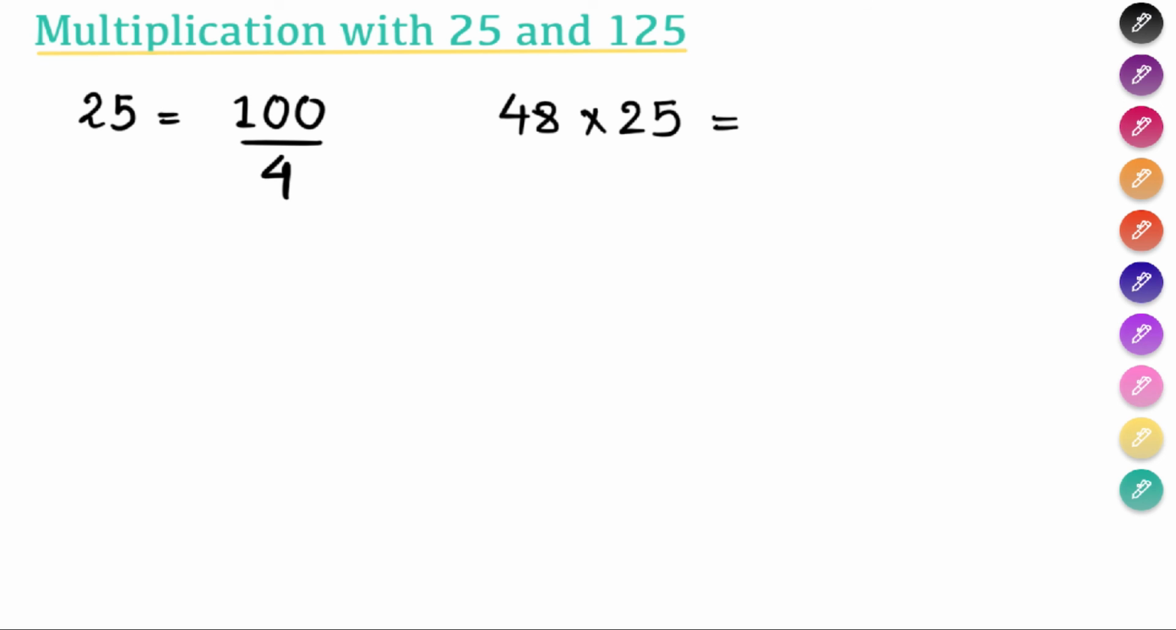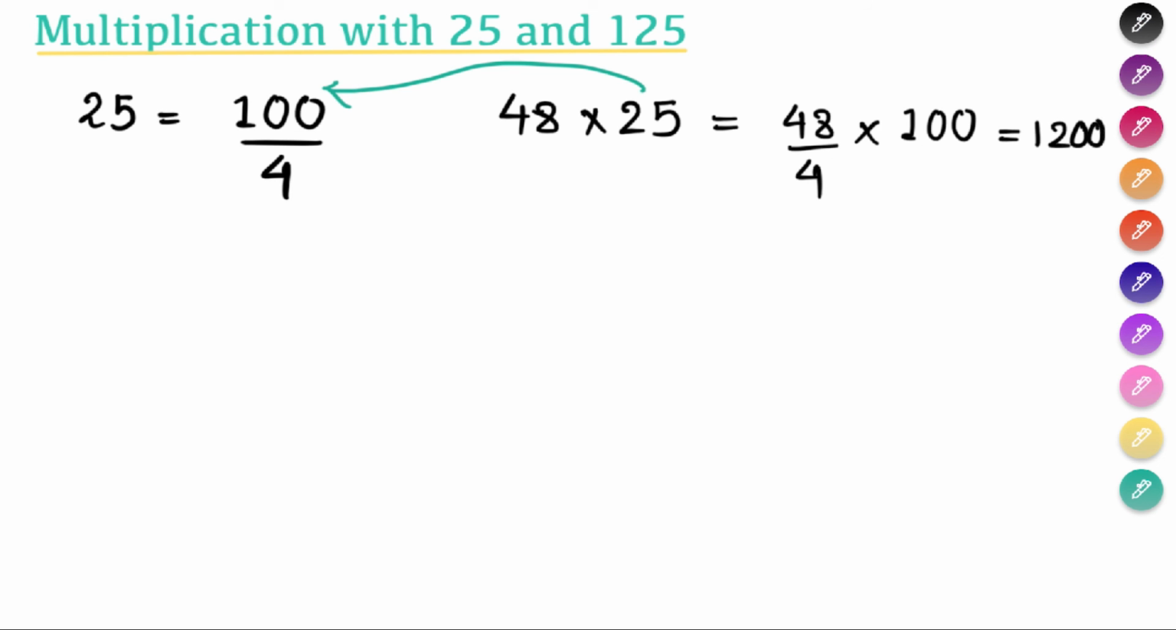Okay, so using the formula that we just saw, we can write this as 48 by 4 into 100. Okay, so you can directly write it as 48 by 4 is 12, so 1200. So that was the method.